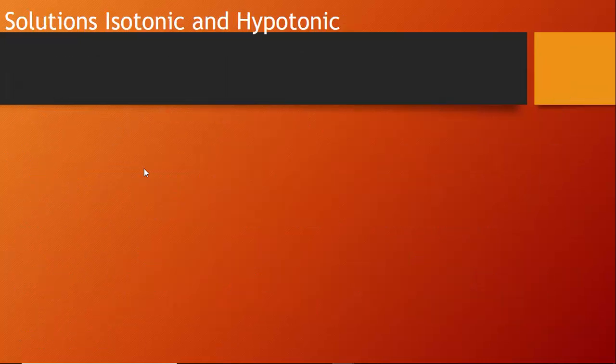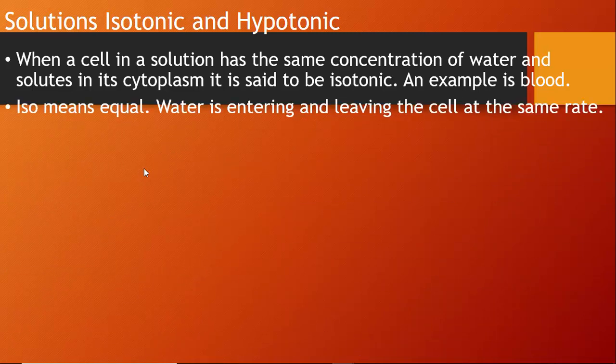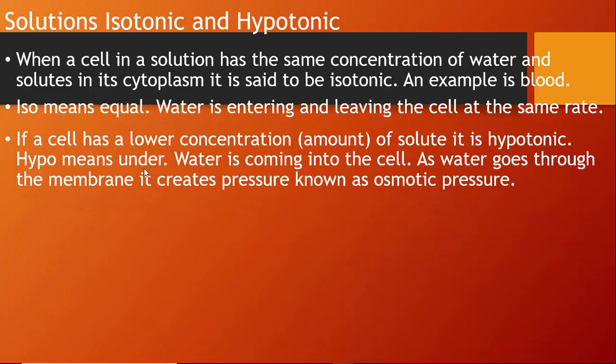All right, so isotonic and hypotonic. Now, when a cell in a solution has the same concentration of water and solutes in its cytoplasm, it's said to be isotonic. An example of this would be blood. Blood's isotonic. Iso means equal. Now, water is entering and leaving the cell at the same rate, because remember, we said it's diffusion. It's happening randomly, and when dynamic equilibrium is reached, particles are still colliding and still moving.